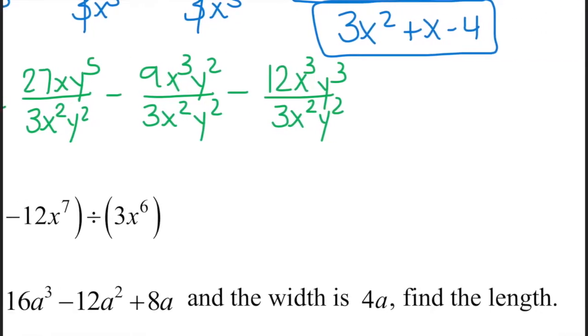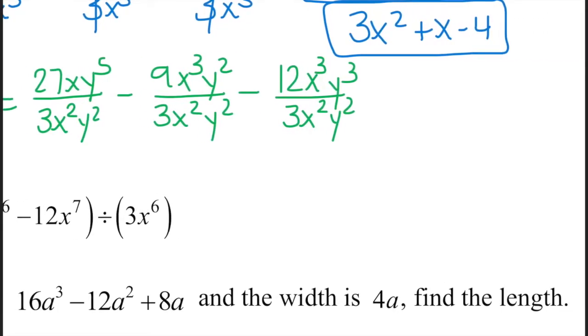All right, so 27 divided by 3 is 9. X divided by x squared is x to the negative 1. Remember that x to the 1st minus 2 would be negative 1. Y to the 5th divided by y squared is y to the 3rd.